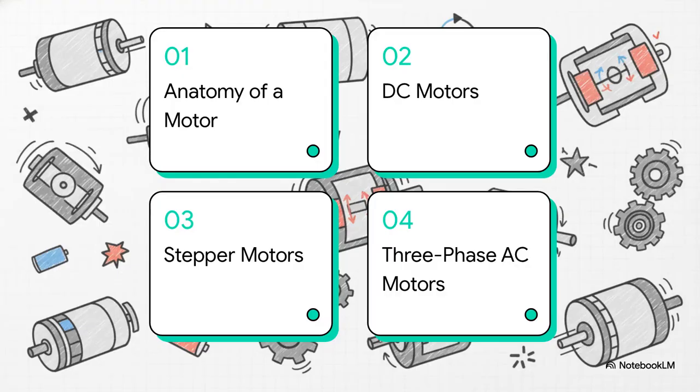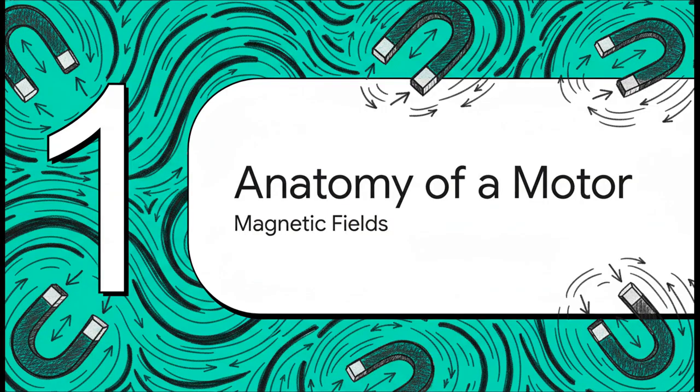To really get our heads around how this works, we're going to take a quick taxonomy tour of the motor kingdom. We'll start by looking at the basic anatomy of a motor. Then we'll check out DC motors, both brushed and brushless. After that, we'll dive into stepper motors, and finally, we'll wrap things up with the really big guys, three-phase AC motors. All right, let's kick things off with Section 1, Anatomy of a Motor, or as I like to think of it, the magic of magnetic fields.